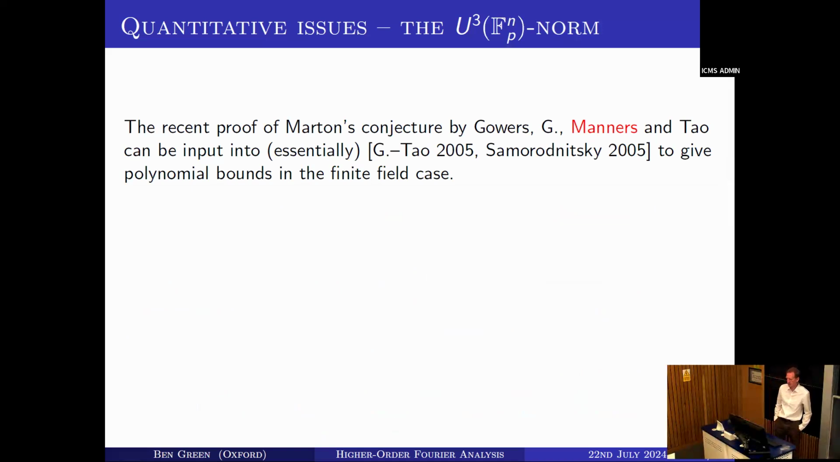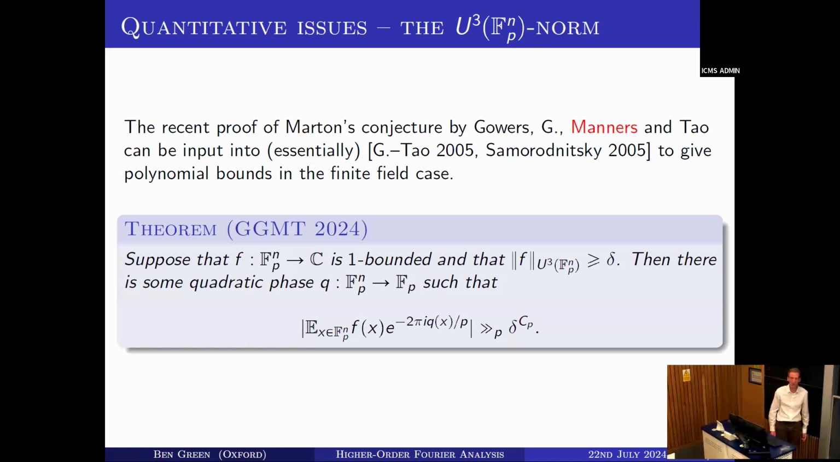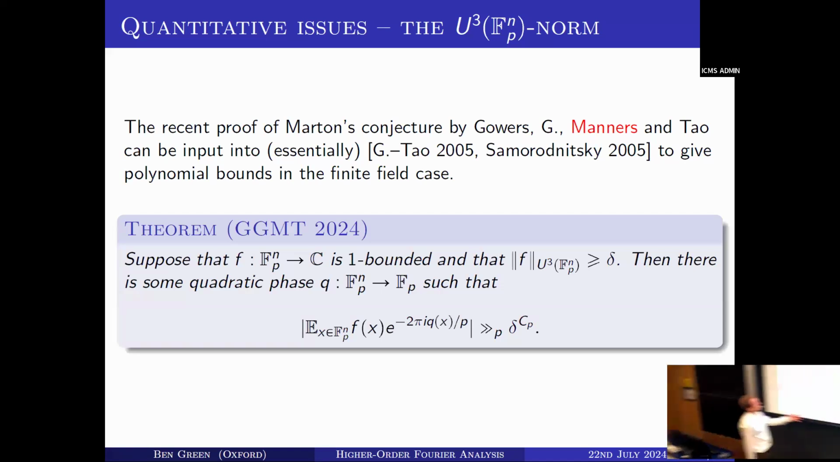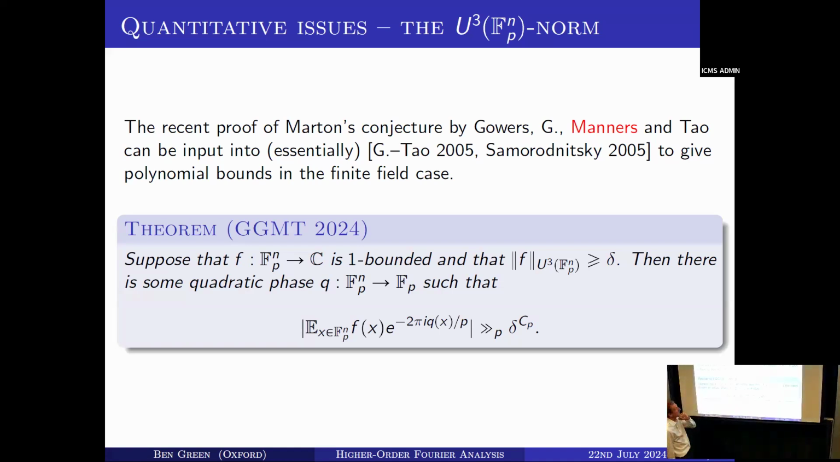Now here I'm starting to use colors. A color means that somebody will be talking about this very work at this conference. The recent proof of Marton's conjecture that Freddie will be talking about shortly can be input into this work of Terry and me in the finite field case, and Samorodnitsky in the case of bounded torsion, to actually give polynomial bounds. So we do now have polynomial bounds for the U3 inverse theorem. If the U3 norm of a function is large in a finite field, you get polynomial correlation with a quadratic phase function. The degree of the polynomial depends only on the characteristic of the field. Some dependence will be necessary.